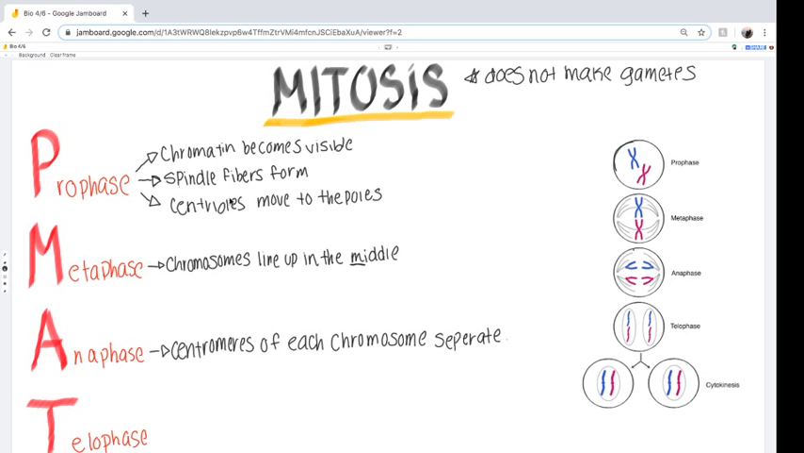we can note that in telophase, the nuclear membrane reforms, and the chromosomes return to thread-like strands.